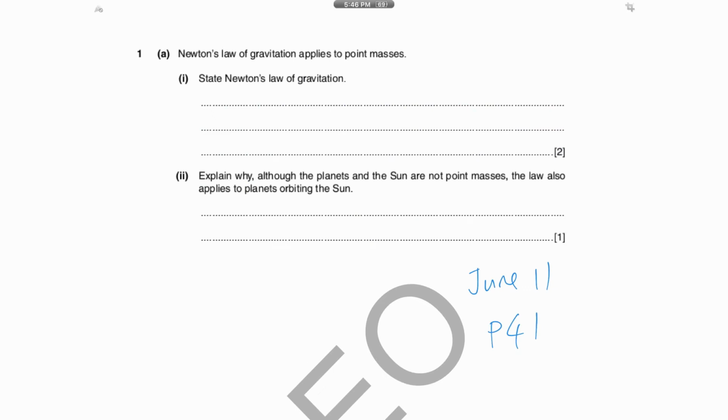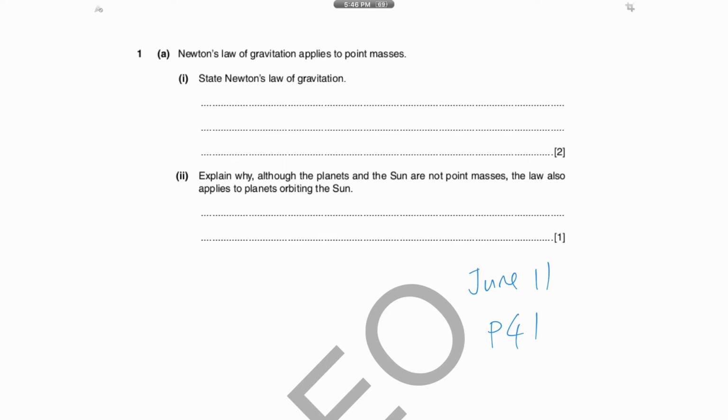Now, for this question, when they said Newton's law of gravitation, now you know how to get the 2 marks. The first mark is for saying for point masses. Then for the second mark, you will say the force means every mass will attract every other mass with a force that's directly proportional to the product of their masses, and inversely proportional to the square of the distance apart. Although sometimes they will just give you 2 marks without saying the point masses, but better write the point masses. Sometimes got 3 marks also.